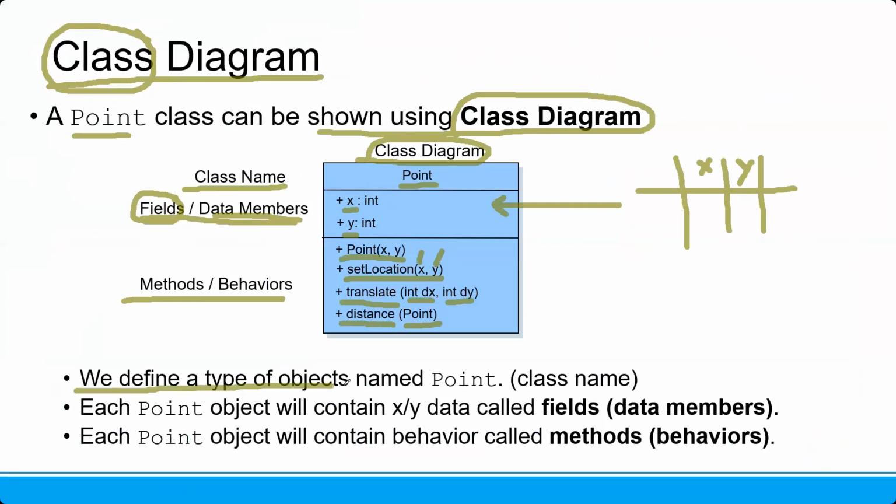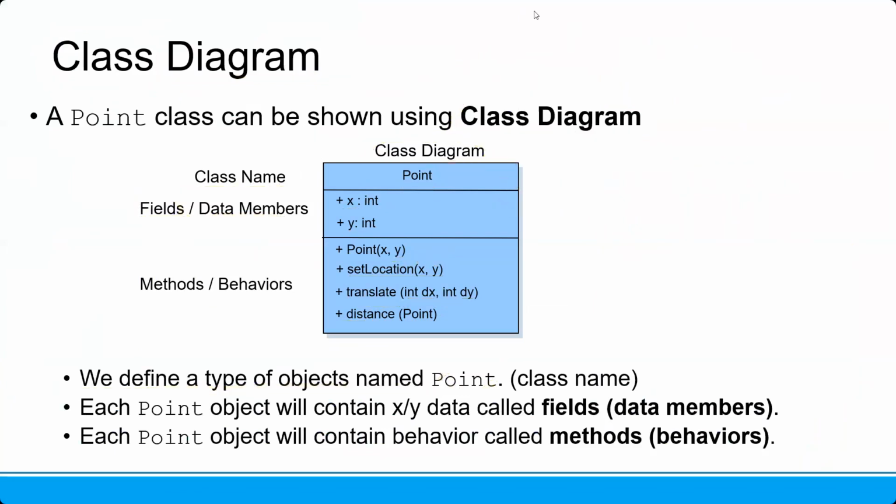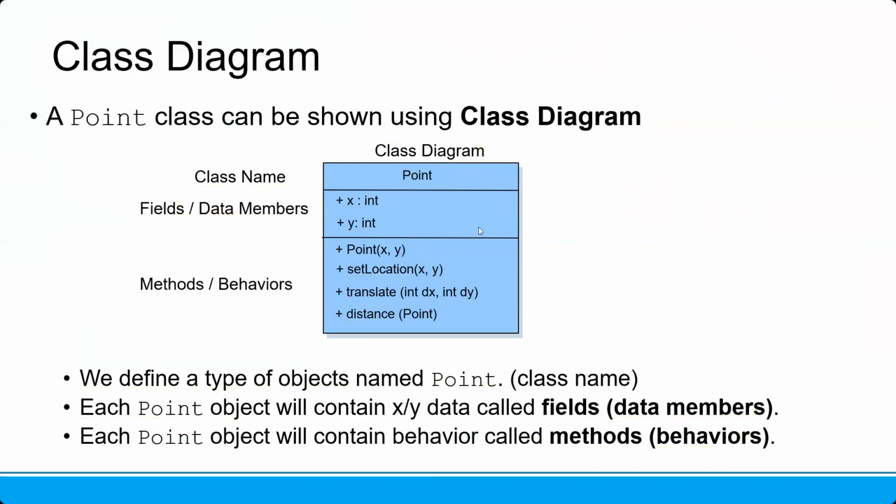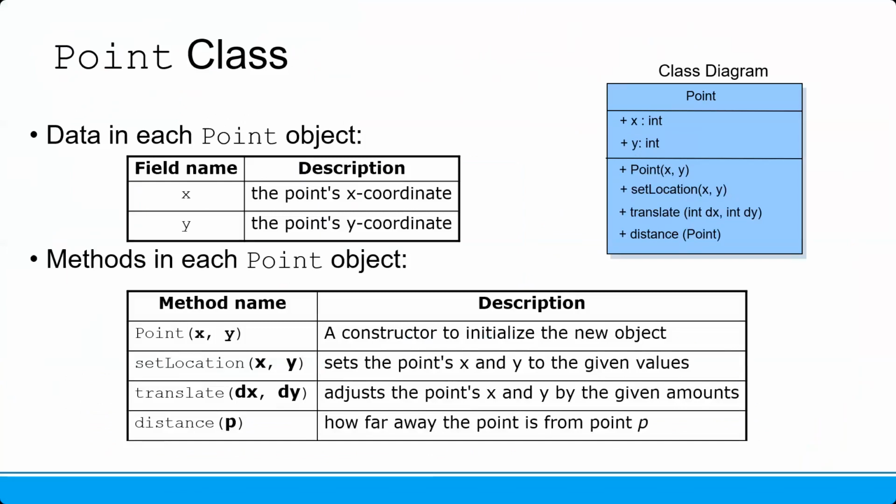So we define a type of objects named point. The point is the class name. And then each point object will contain X or Y data. We call it fields or data members. So we have X and Y. And then each point will contain behavior. We call it methods. So this is the collection of methods.